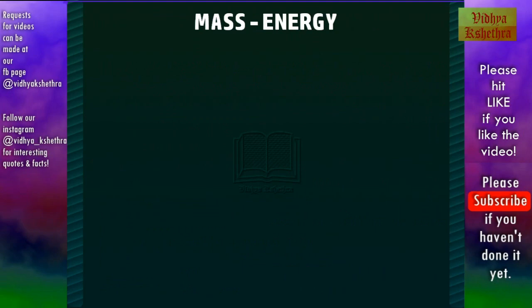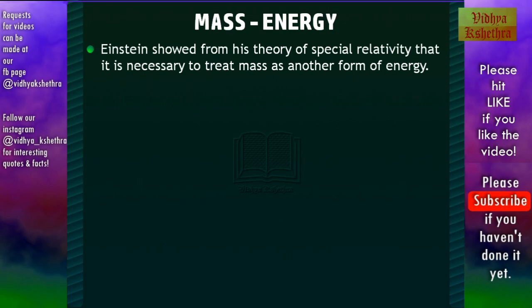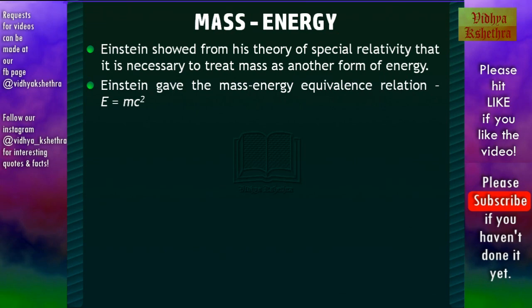Now we can see the relation between mass and energy. It was Einstein who showed from his theory of special relativity that it is necessary to treat mass as another form of energy. And Einstein gave the mass-energy equivalence relation, which is E = mc², where E is the energy and m is the equivalent mass and c is the velocity of light in vacuum, which is approximately equal to 3 × 10^8 meter per second.